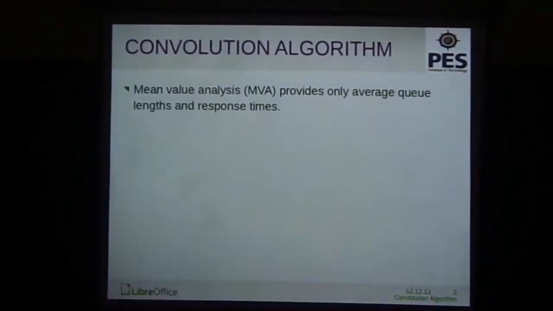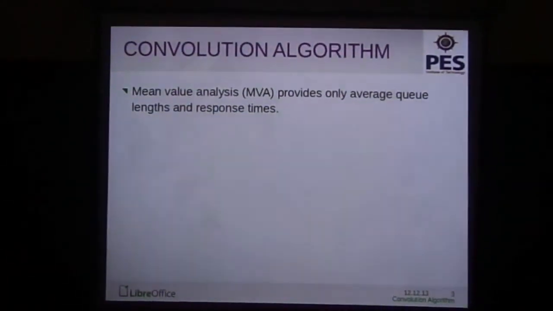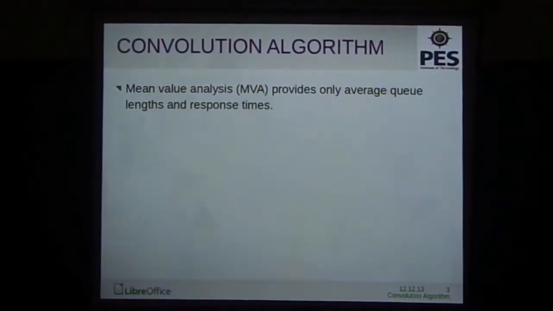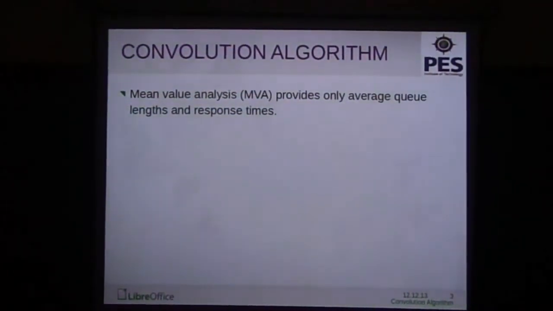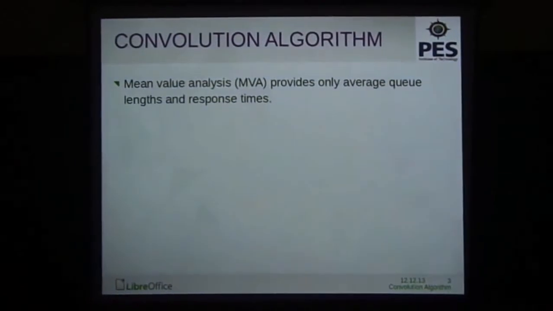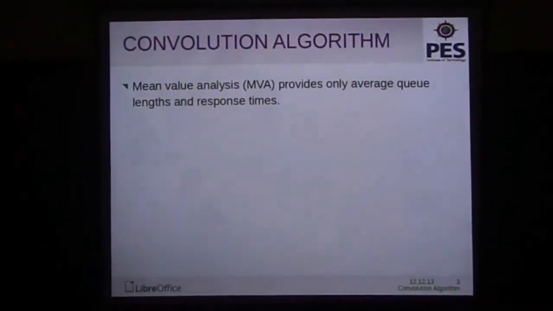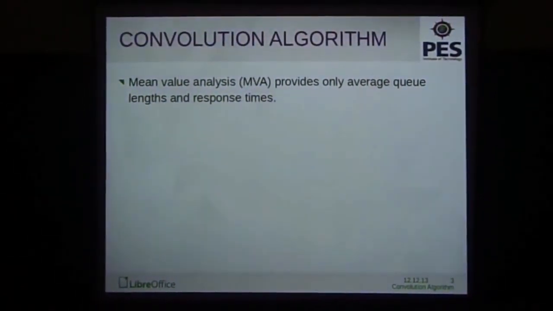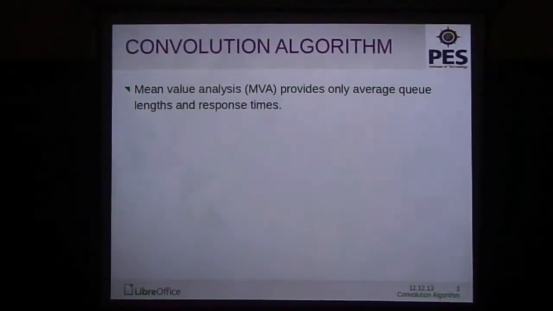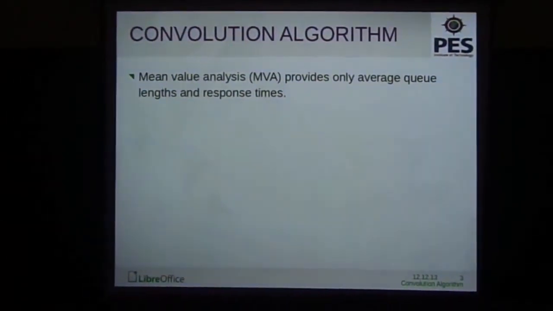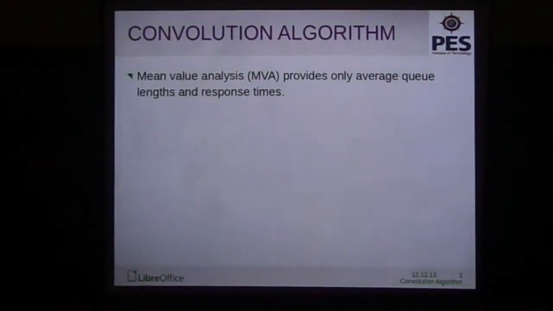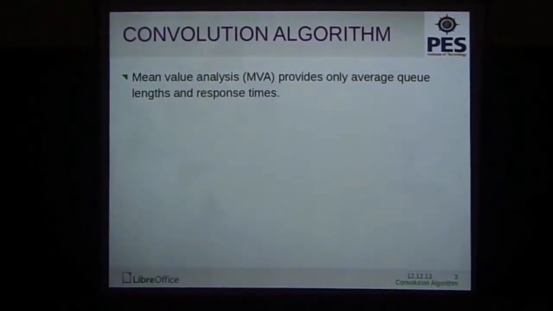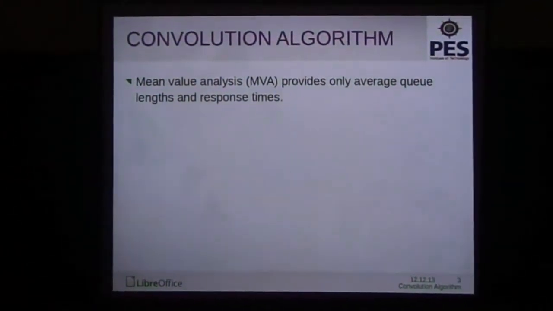Okay. So, what is the convolution algorithm? The mean value analysis provides a simple algorithm for finding the average queue lengths and response times of various devices in computer systems. Although the average values are sufficient in many cases, sometimes one may want to find more detailed information such as the distribution or variance of queue lengths and response times.